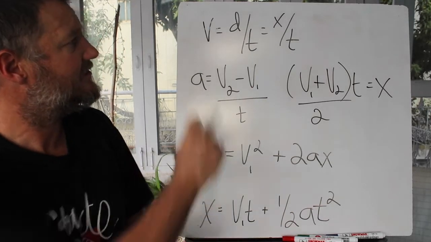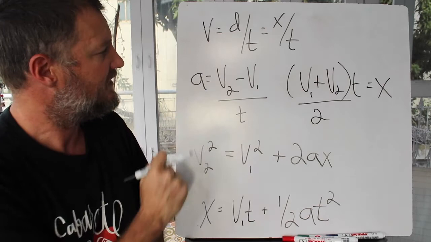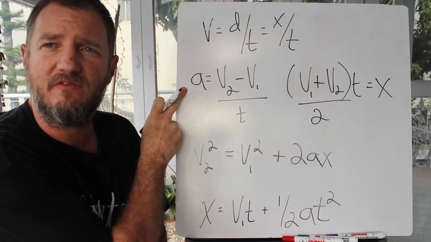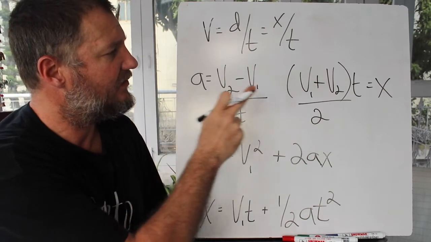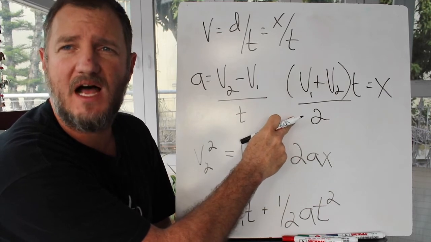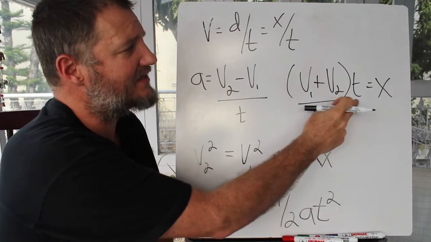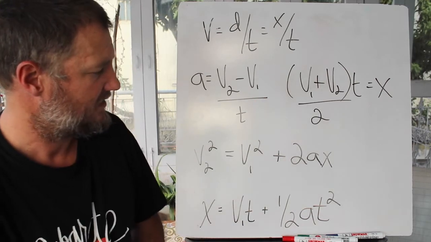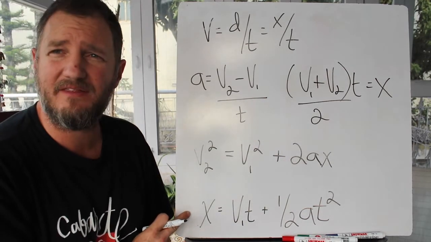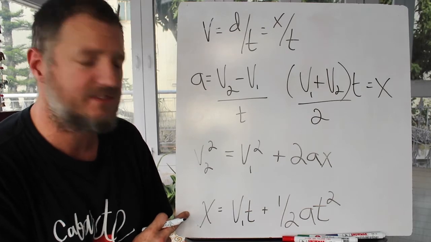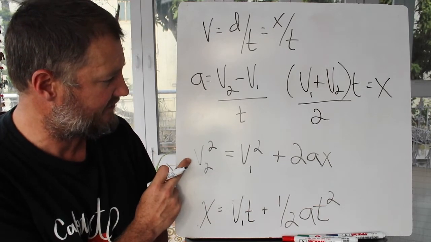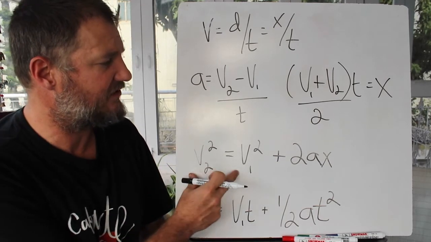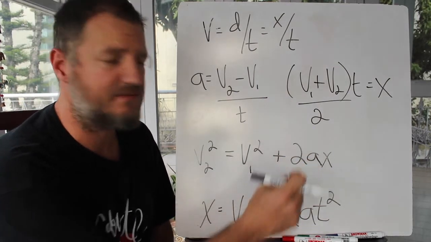We've got the slope of a displacement-time graph. We've got the definition of acceleration from a velocity-time graph. We have the cheat where you average the velocities out to make them one velocity and multiply by its time to get your displacement. We have some math from parabolic trajectories, and then we have change of velocity with respect to acceleration and displacement.